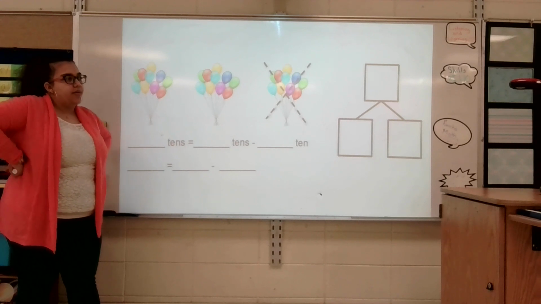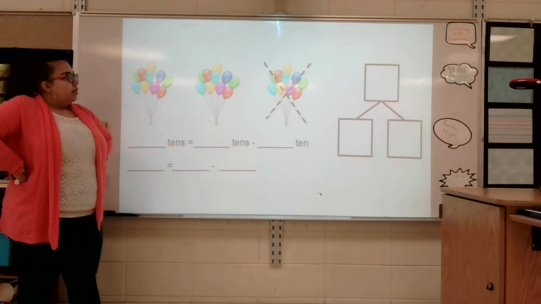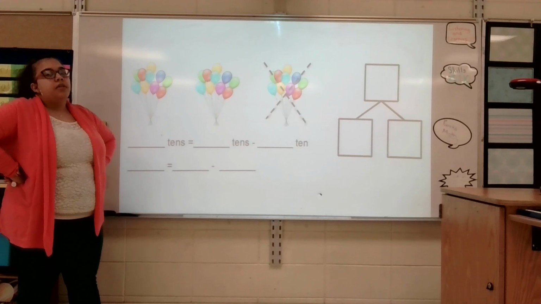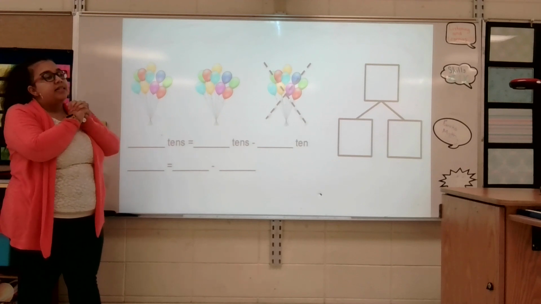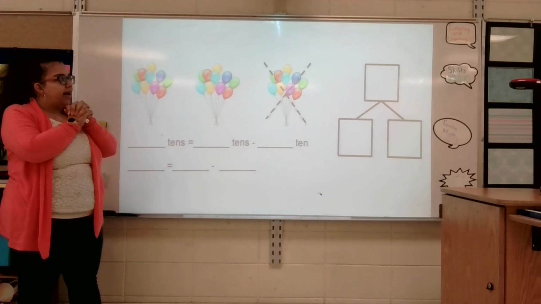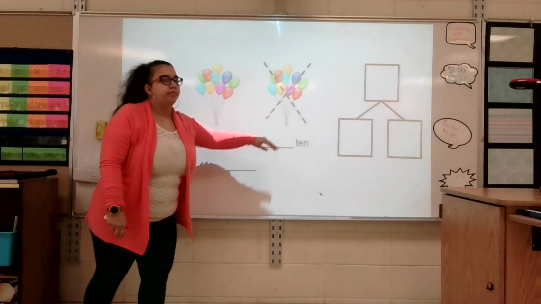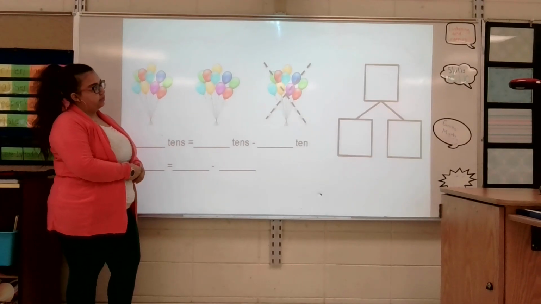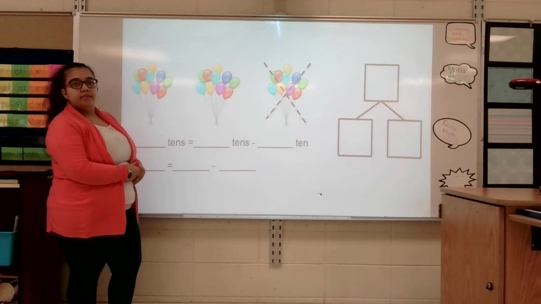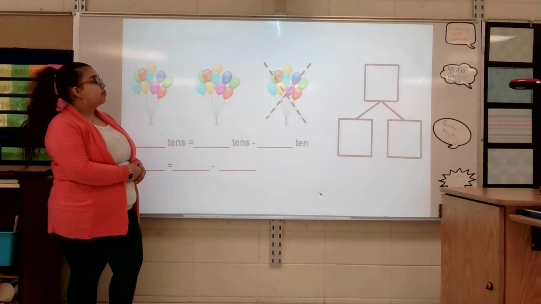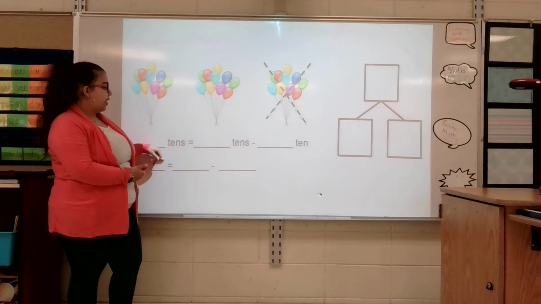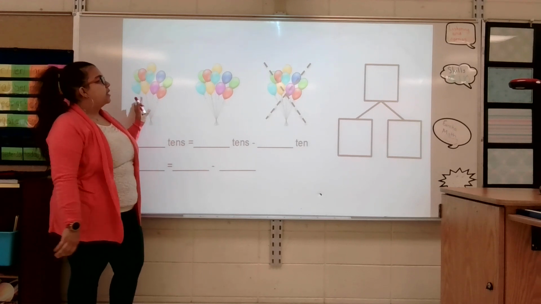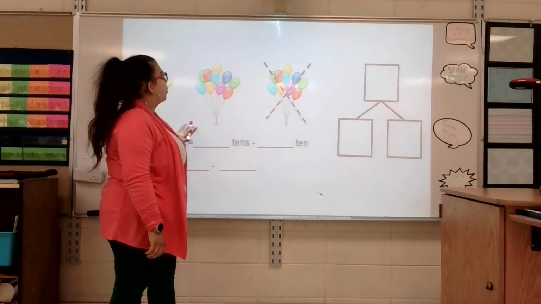So here, what do we have here? What is depicted here? Bunches or groups of balloons, good. And if they're grouped like that, that means they are groups of 10. They're groups of 10. What kind of problem is this? Subtraction. Excellent. This is a subtraction problem. Good. What does it tell? What do we see?